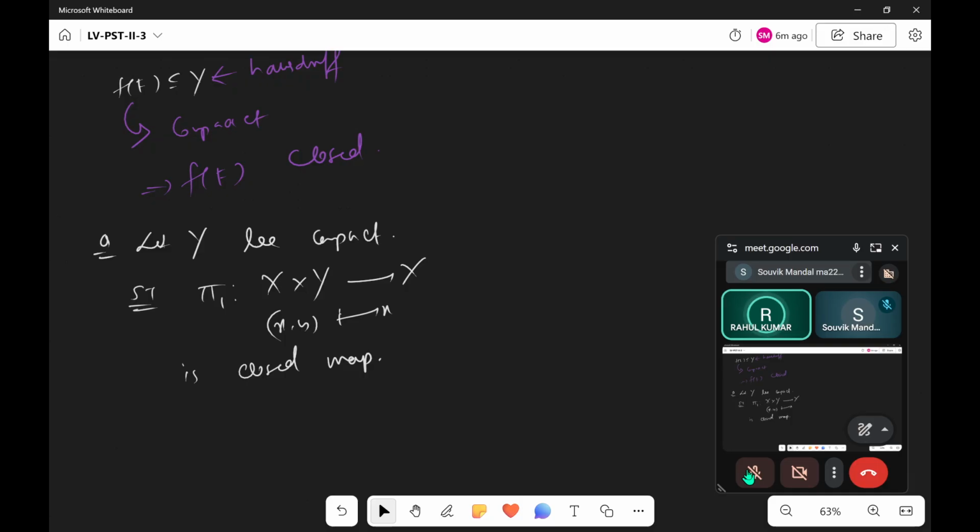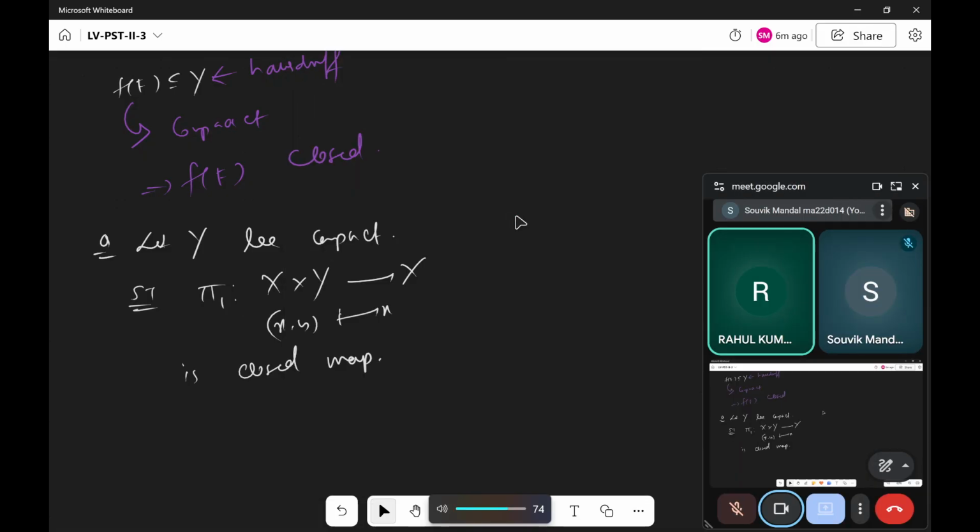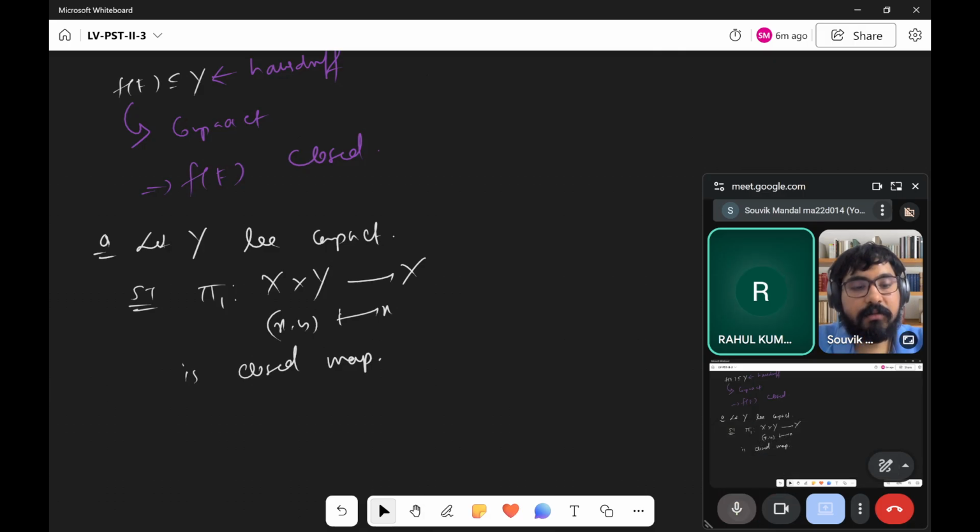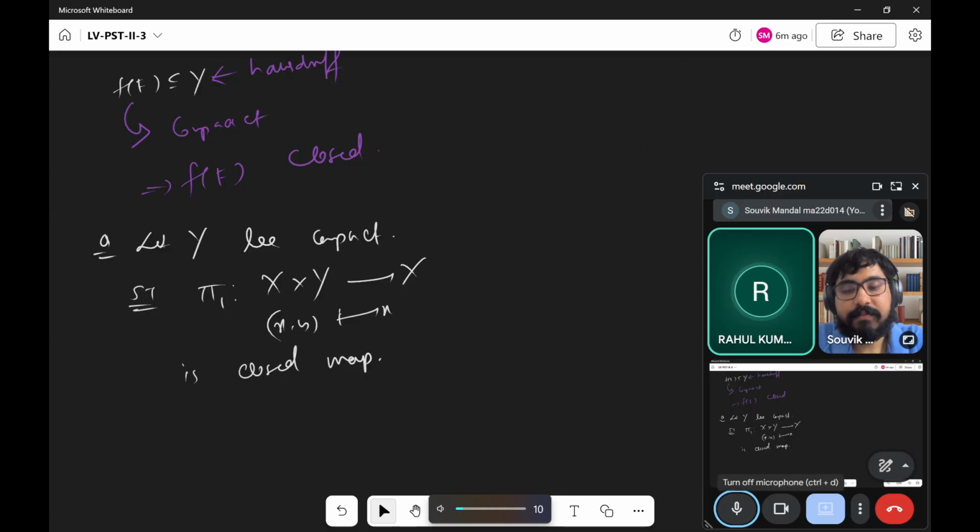Sir, can we do like this? Inverse image of an open set we get. Sir, can we take the projection from x comma y to x? We take an arbitrary element x in X as the image, and we take the inverse image, x comma capital Y, x into capital Y. So we get x is the single one element.